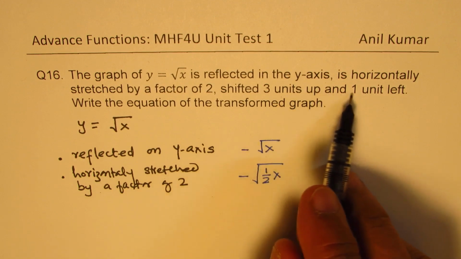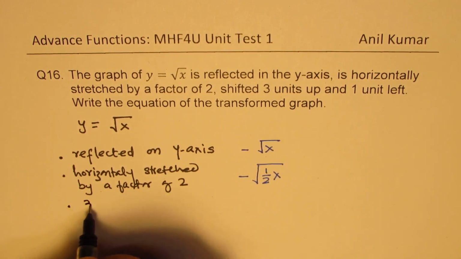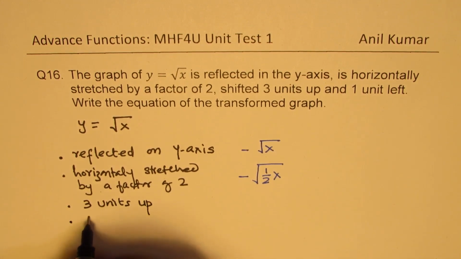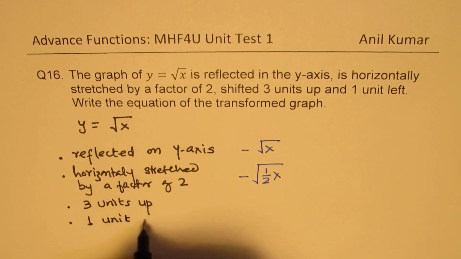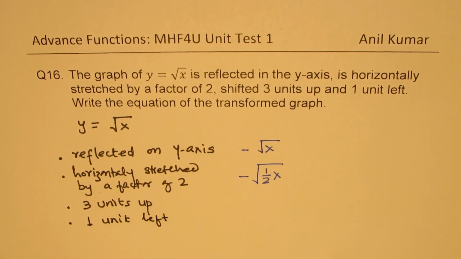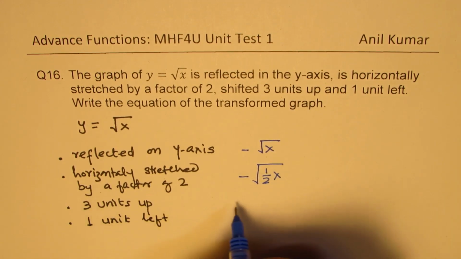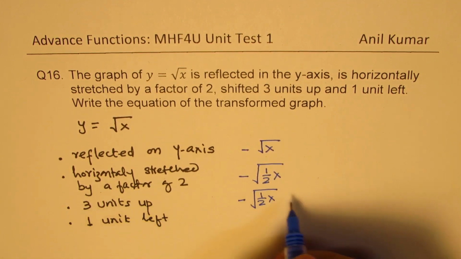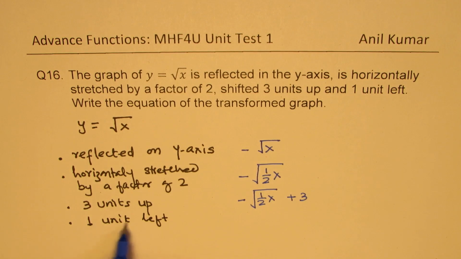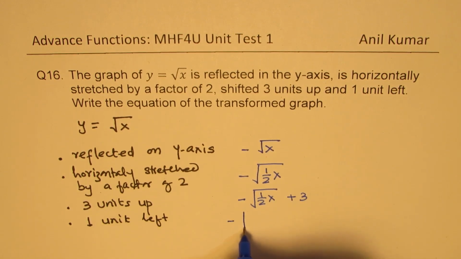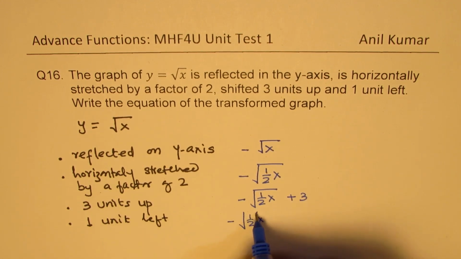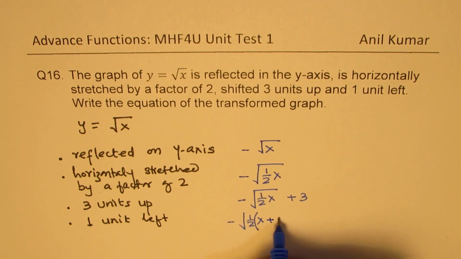Then we have shifted 3 units up and 1 unit left. So we have 3 units up and we have 1 unit left. So when I say 3 units up, up means we have to add 3 outside. And 1 unit left means you have to put it in brackets, x plus 1. And you have this function. Is that clear to you?